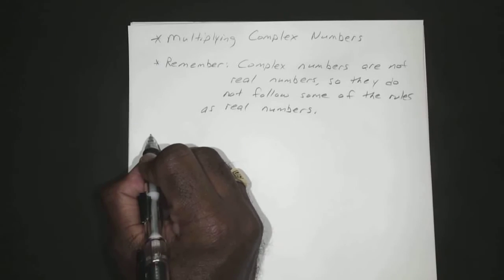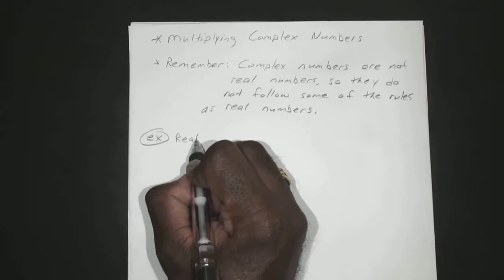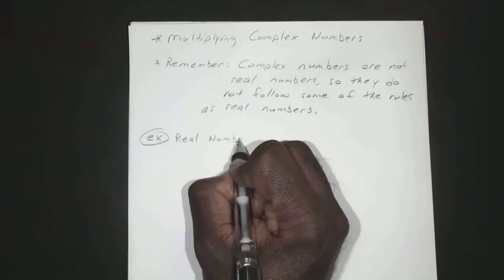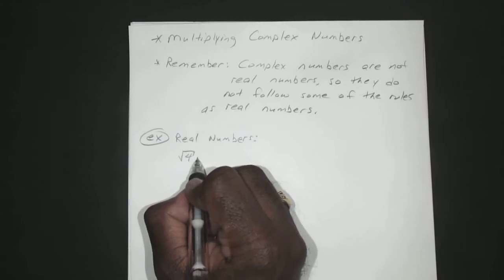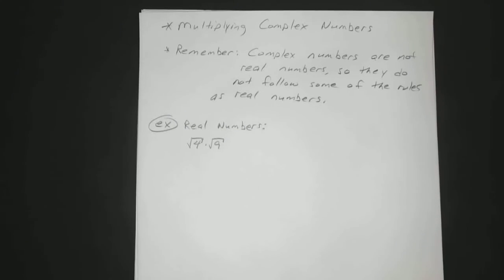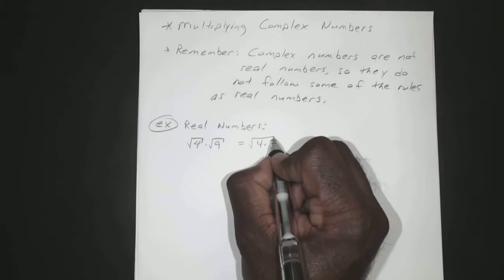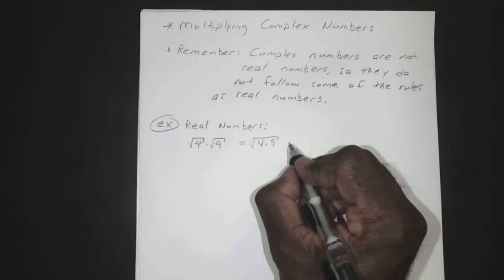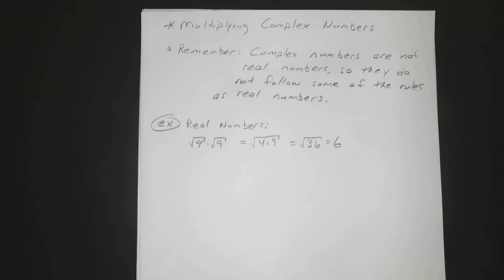Okay, so for example, with real numbers, if you have square root of 4 times square root of 9, if you wanted, you could just go ahead and combine those. So that would give you square root of 4 times 9, which is square root of 36, which is 6. Or you could have just made it 2 times 3 there.